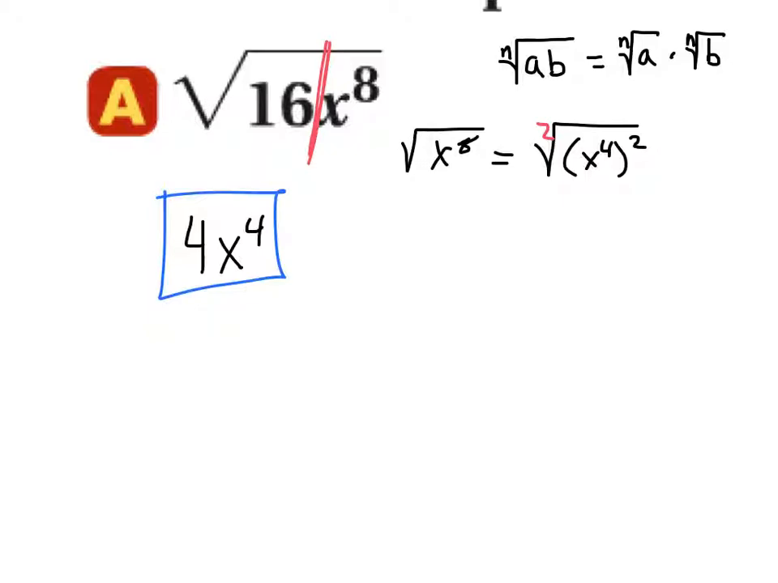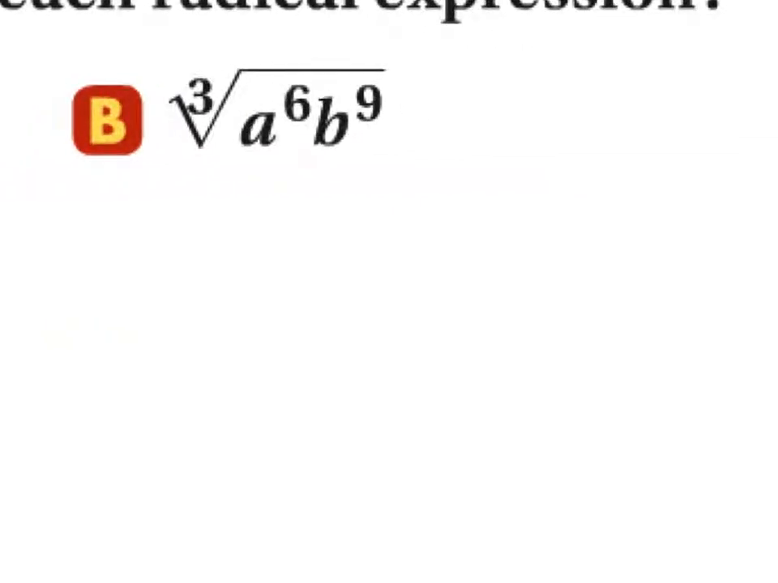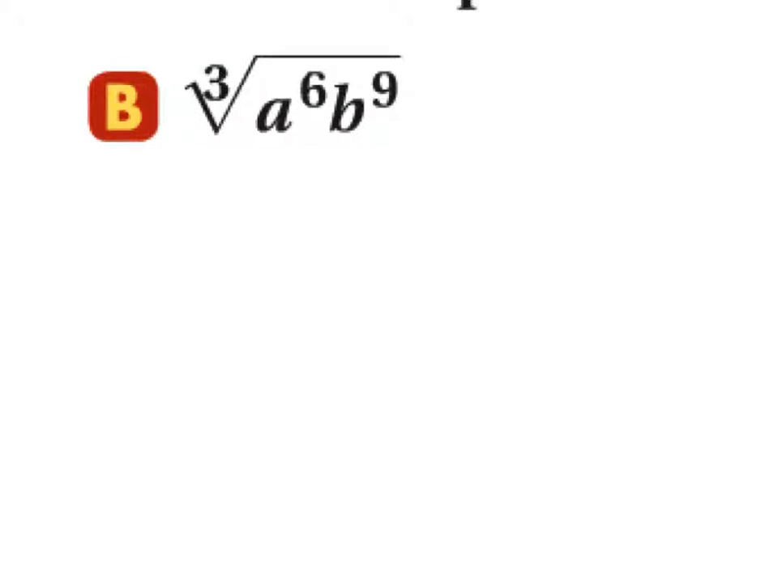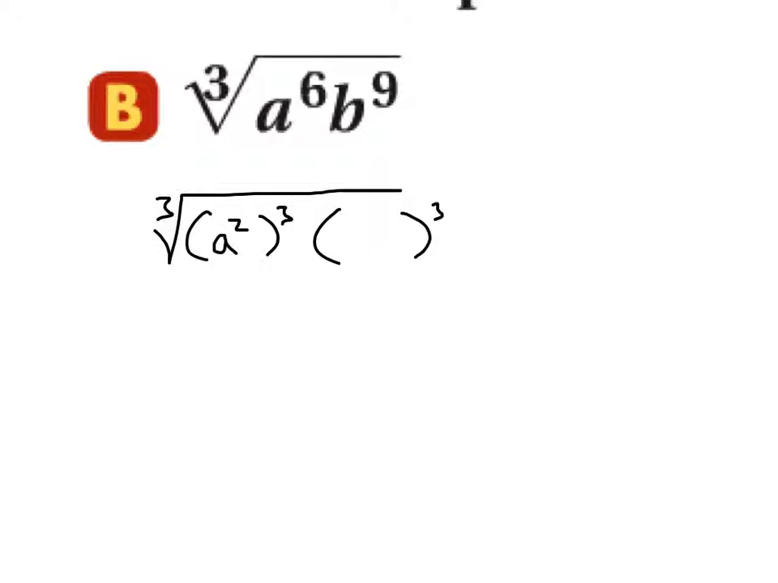Let's try the next one, B. We have all variables here, A and B. So we want the cubic root of A to the 6th power, B to the 9th power. So what we need to do is break it down into something to the 3rd power times something to the 3rd power. So how do I rewrite A to the 6th? A squared to the third power. How do I rewrite B to the ninth? B cubed to the third power, because again, when you take an exponent to an exponent, you multiply those.